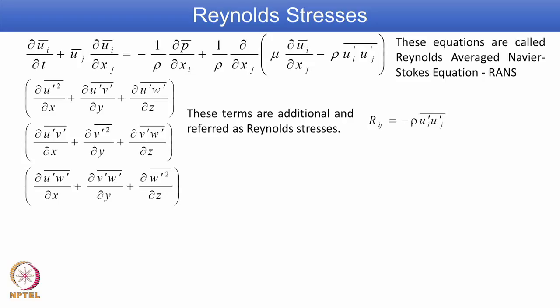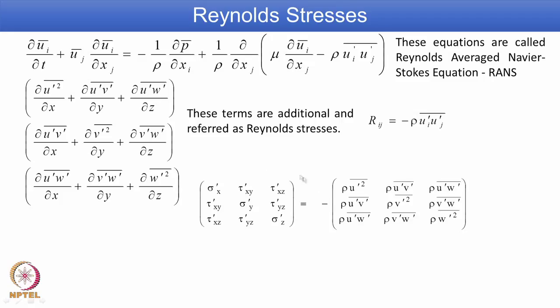These are additional terms appearing in the Navier-Stokes equation because of the procedure that we have followed: decomposition of the variable, following tensor algebra, performing averaging. It results in an additional term called the Reynolds stress term. Rij is the symbol used, equal to minus rho ui prime uj prime.